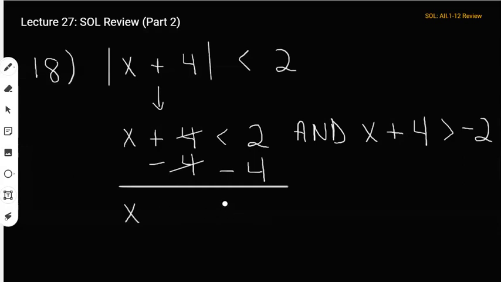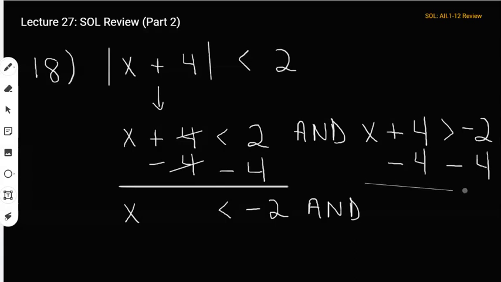And I get x is less than 2 minus 4. That's going to be negative 2. And I'm going to bring down the "and." So not only does x have to be less than negative 2, it also has to satisfy this one as well. So we're going to subtract 4 from both sides here to get x by itself. When I do that, the 4's will cancel out, leaving me with x is greater than negative 2 minus 4, which is negative 6.